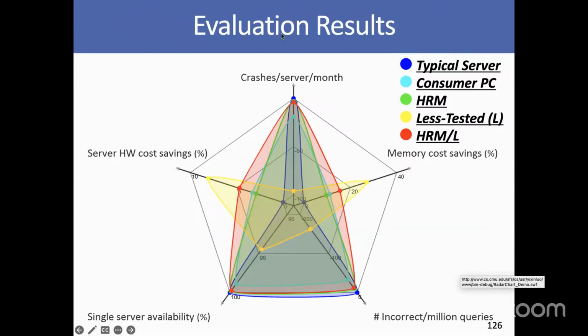So for example, how many crashes do you get because you're not careful? What is the cost savings you get? What are the incorrect queries you get? How important are they? What is the availability of the server? And what is the hardware cost savings that you have in the server hardware in general?